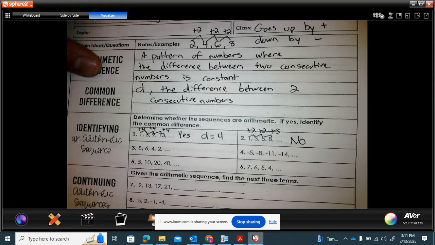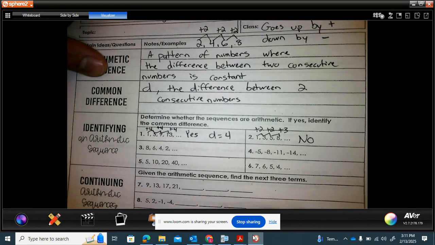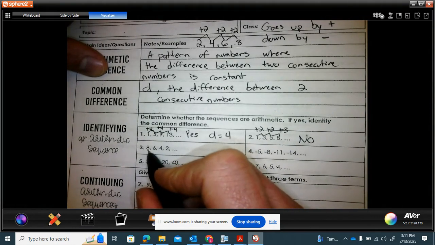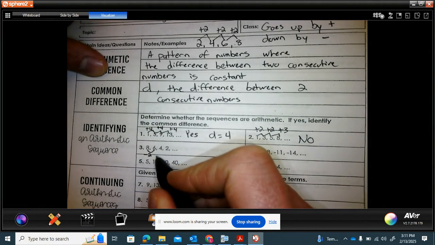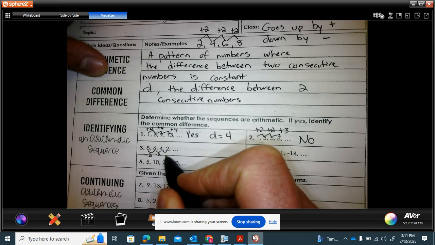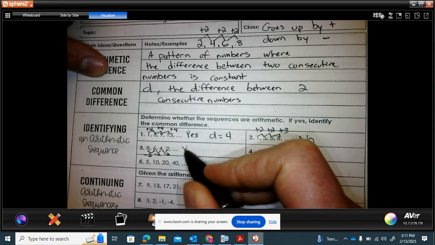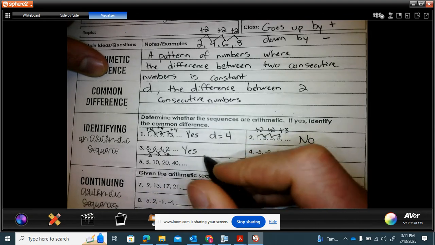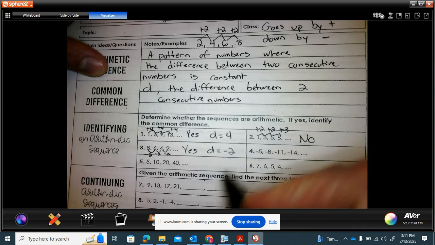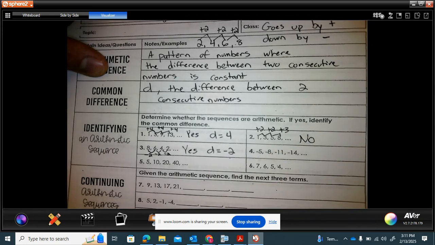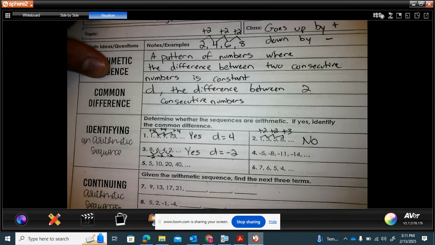And then it could also be going down, like question 3. To get from 8 to 6, you subtract 2. From 6 to 4, you also subtract 2. From 4 to 2, you subtract 2. So yes, it's an arithmetic sequence, and the common difference is -2. So it has to be going up or down by the same number every single time for it to be an arithmetic sequence.